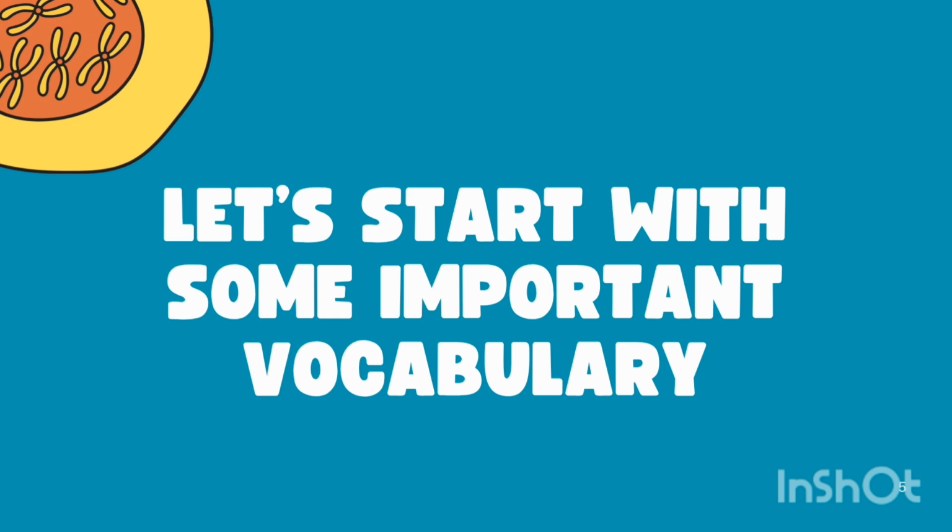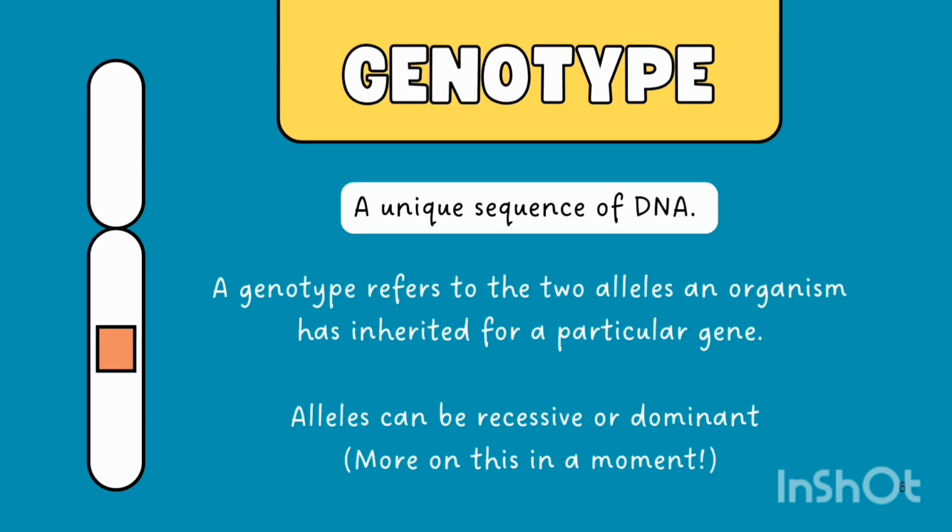Let's start with some important vocabulary used in genetics. The first one is genotype, a unique sequence of DNA. A genotype refers to the two alleles an organism has inherited for a particular gene. Alleles can be recessive or dominant. More on this on the following pages.